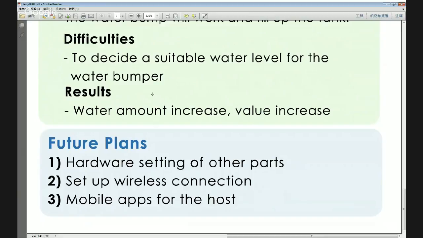So for our future plan, in the next semester, we will have 3 plans. The first plan is to finish the other parts: the toys, the toilet, and the real-time camera. Moreover, we would like to improve the current food machine. Then we need to connect everything to the net and design an app to let the host control the equipment. And that's all of our final year project presentation.